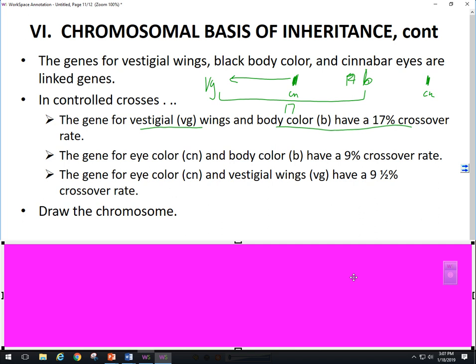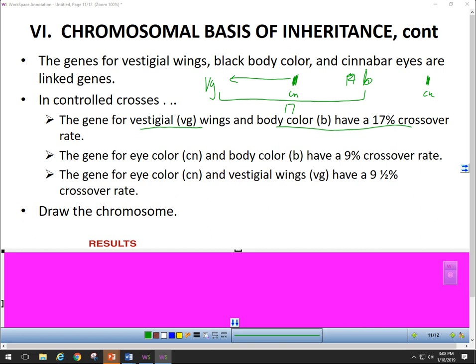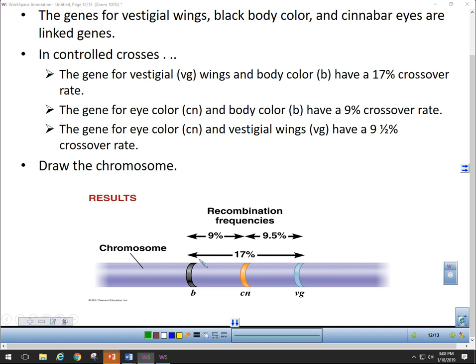Let me reveal this to you. Here we go. If I could get rid of this little screen. Okay, here we go. That's what the chromosome would look like. So you can see CN is in the middle between B and VG. So my 17% recombination frequency or crossover rate is between the B and the VG. Okay, but I have 9.5 between these two and 9 between those.